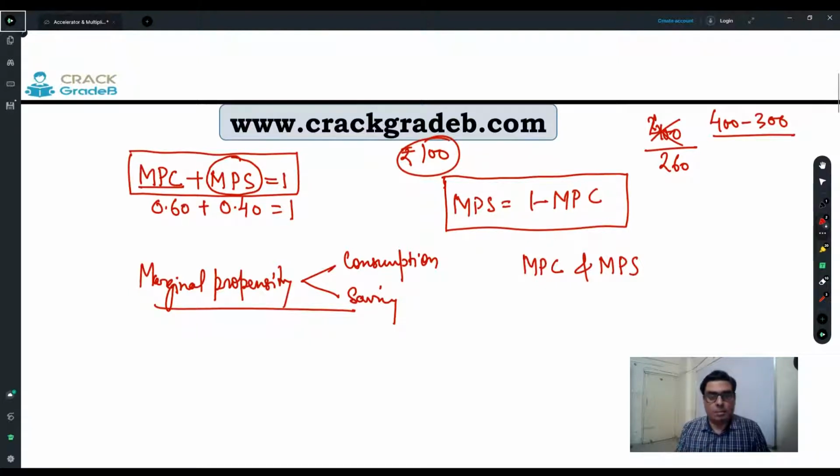While marginal means what? Effective increase. Now it is 400, earlier it was 300. So the effective increase is how much? 100, and consumption is 60. So in that way we conclude what is actually marginal and what is actually average. Average and marginal are two different things.